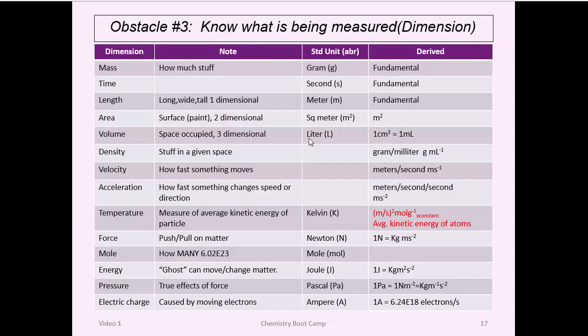All right, obstacle 3. Here's something that's really important. When you're doing science, physics, chemistry, you should really understand what is being measured. So I would recommend that as you get into physics and chemistry, you spend some time with this table, carry it around with you, and print it out. Whenever you're talking about something new in class, some of it's going to be stuff you already know, like mass, how much stuff. It's weight in grams. It's a fundamental unit.